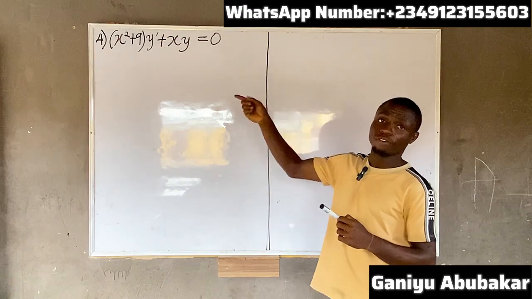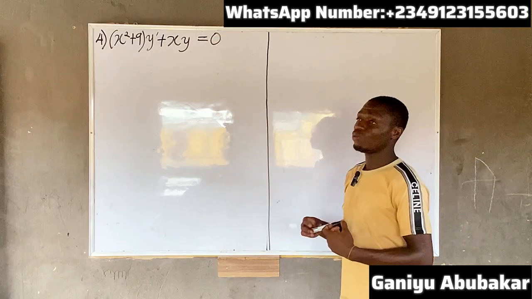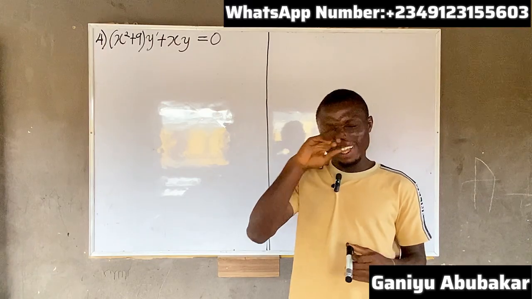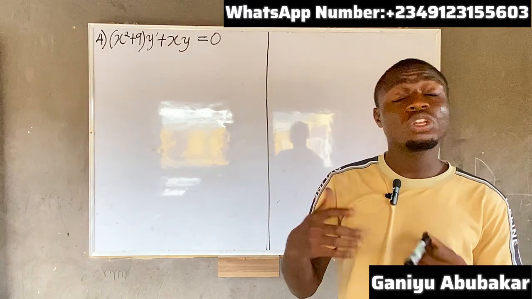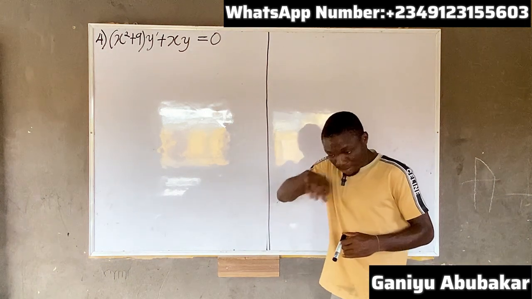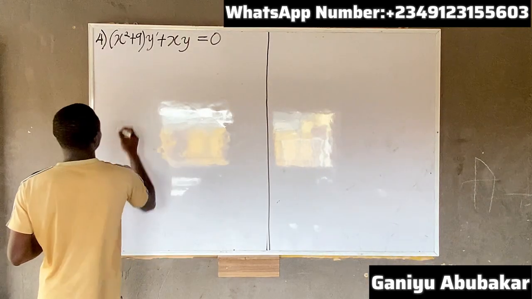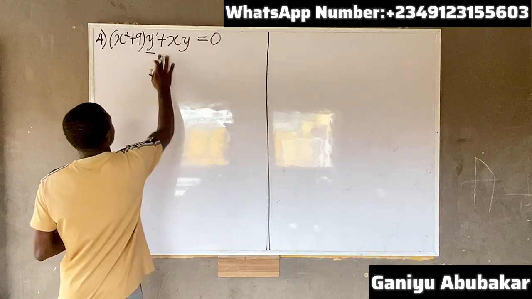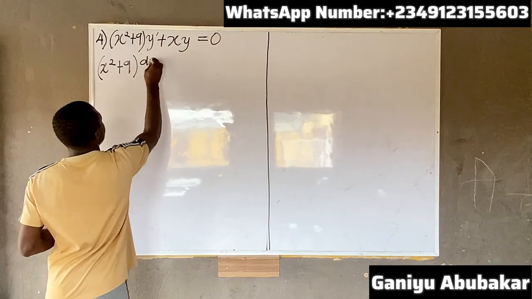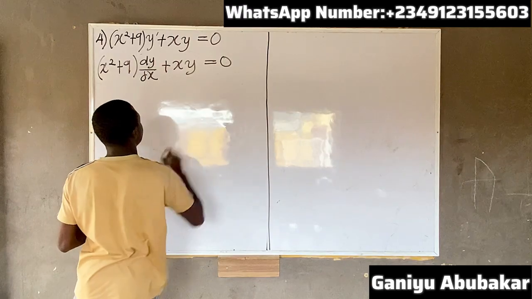Let's solve this fourth problem applying the concept of integrating factor, which simply means I'm under the method of solution of first order non-homogeneous ordinary differential equation. First things first, we know that y prime means dy/dx. So it means that I'll be having (x squared plus 9) dy/dx plus xy is equal to 0.